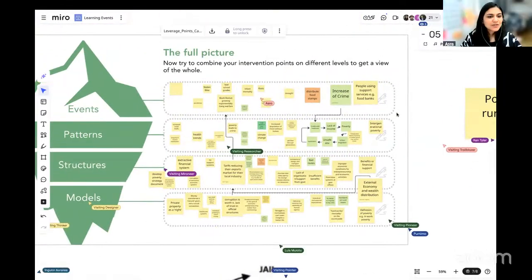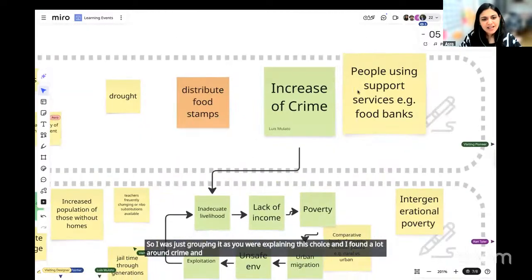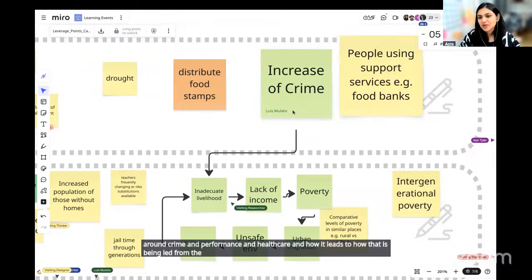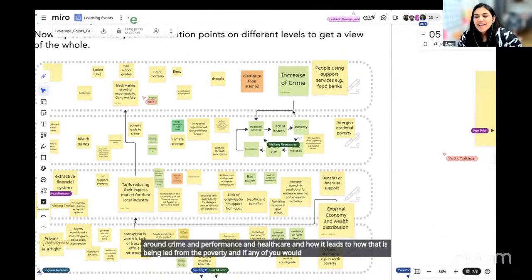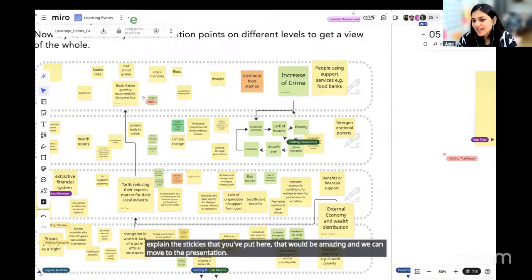So I was just grouping it as you were explaining this, Joss, and I found a lot around crime and performance and healthcare and how that is being led from poverty. If any of you would like to unmute and maybe explain the stickies that you've put here, that would be amazing. And we can move to the presentation in a short while.